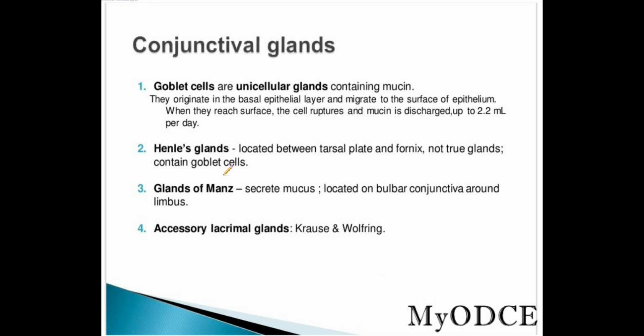And then we're also going to review a little bit about the glands that are found along the conjunctiva. We're all familiar with goblet cells. Interestingly, these are unicellular glands. They produce the mucin, and as we know with the ocular surface, the mucin acts as an anchor to our tear film. The goblet cells originate deep in the basal epithelial layer of the conjunctiva, and they slowly migrate upwards towards the surface of the epithelium. When they reach the surface, the cell will rupture, releasing this mucin, and an average person will produce about 2.2 milliliters of mucin per day.